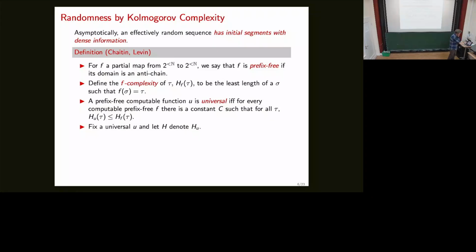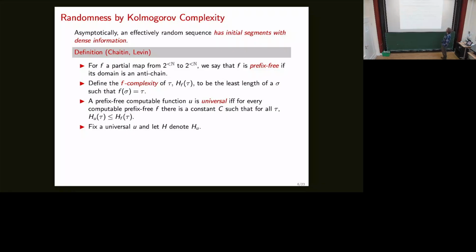Okay, so here's the way to do this kind of initial segments of dense information and set it up as a definition of what it means to be random. This is due independently to Chaitin and Levin. Yeah, I was told any theorem that's ever proven was proven earlier in Russia. So this is such a case, independent lines.